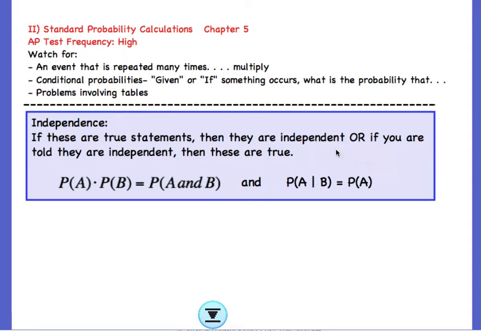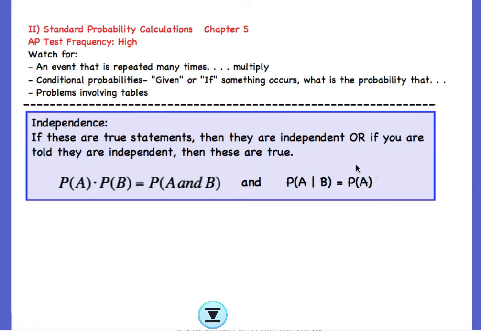These are for when two events are independent. Now, you might have problems where they ask if two things are independent, and if so, you would have information about the probability of A, the probability of B, and the probability of A and B. What you would do is see if this equation holds, if when you multiply these together, you really do get this probability. If that's true, then you know they're independent.